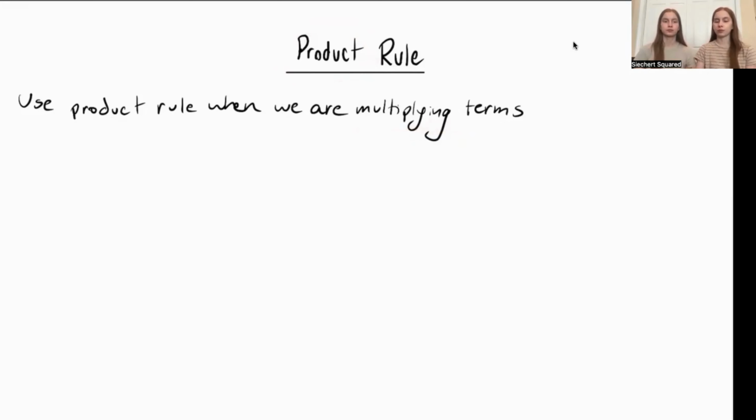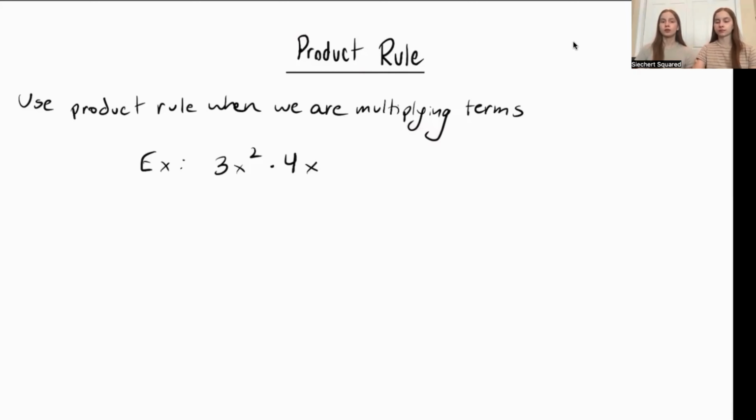So for our first example, we're going to see 3x squared times 4x. We're going to not use the exponent rule, but try to simplify this as much as we can. We're not going to show you exactly what the product rule is yet, but we'll see how understanding what 3x squared actually means can help us simplify it.